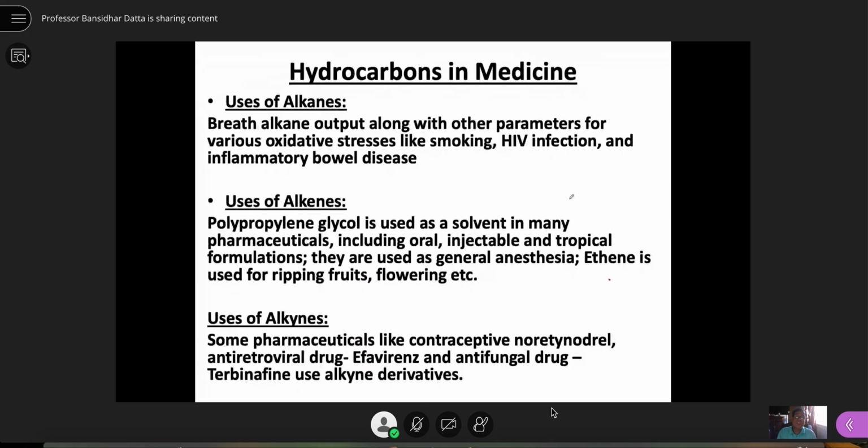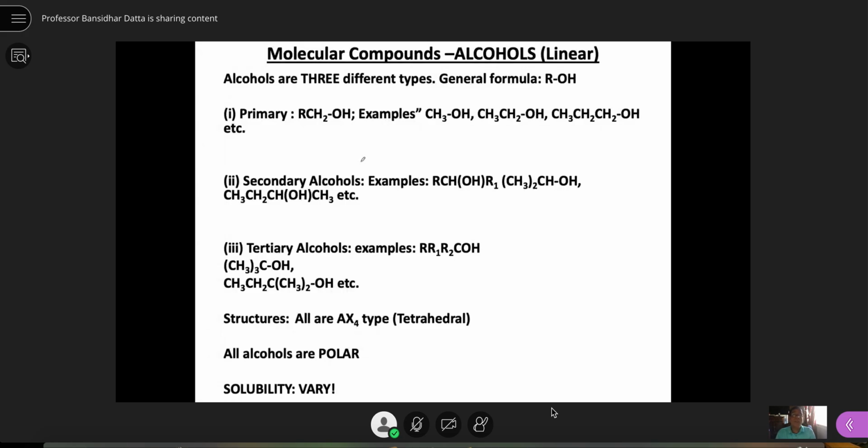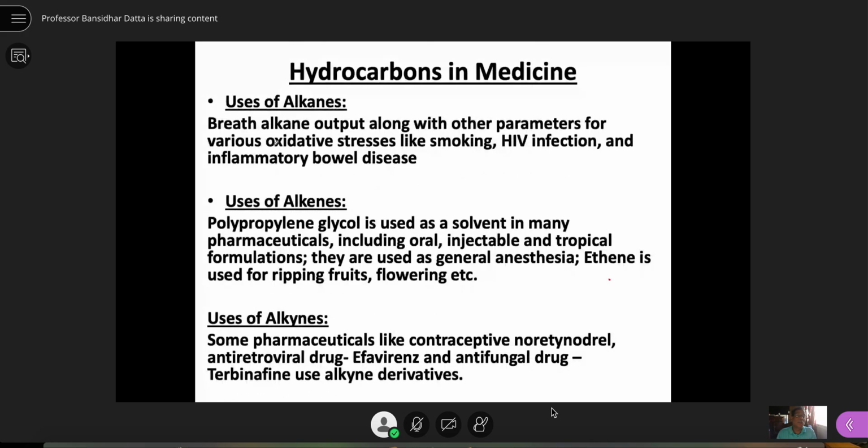Are you trying to kill hydrocarbons in your medicines? Applications of hydrocarbons, you must remember, so please write it down for me. Uses of alkanes, saturated hydrocarbons: patients who have oxidative stress syndrome, like smoking.